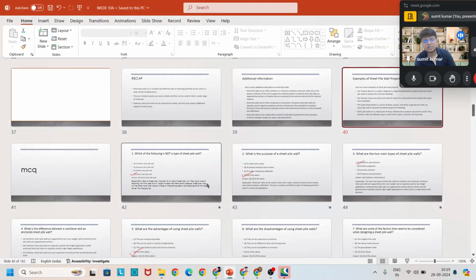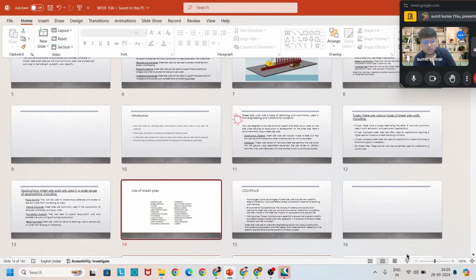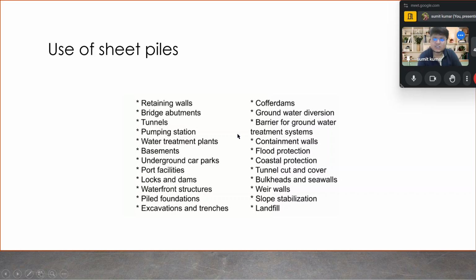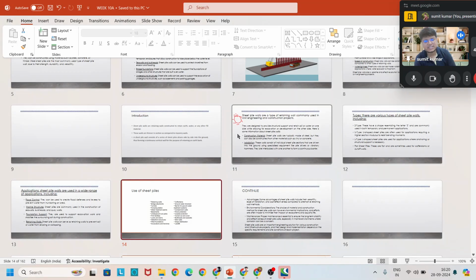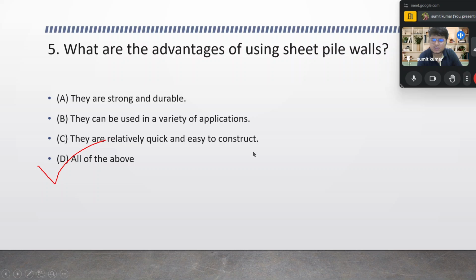But when we see some of the other examples, you see that the seat pile walls are used in various applications, like when we construct bridge abutments or tunnels. Over there, the seat pile wall is used for a temporary purpose. So that is the aspect we have discussed, and we see this question in which it is asked whether seat pile walls are relatively quick and easy to construct. To install, basically. Construct is a different word. So in that aspect, I have said that this option is going to be our correct answer.